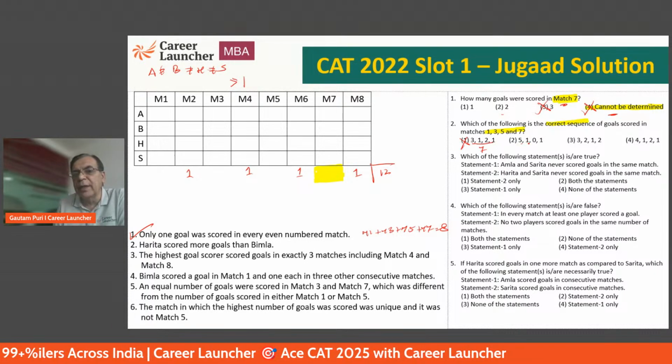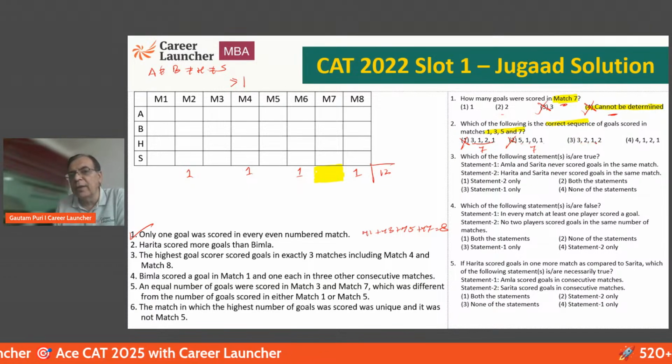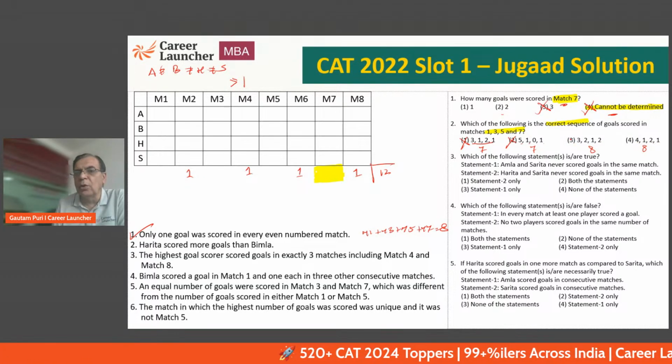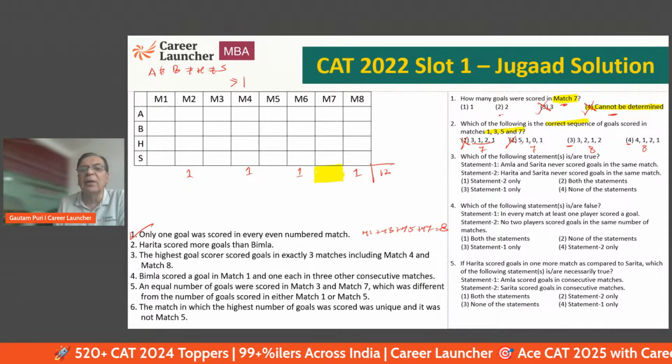Choice 2, 5, 6, 7: wrong choice. Choice C, 3, 4, 5, 6, 7, 8: possible. Choice 4, 4, 5, 6, 7, 8: possible. So the answer to question number 2 is either 3 or 4. And question number 1 is either 1 or 2.